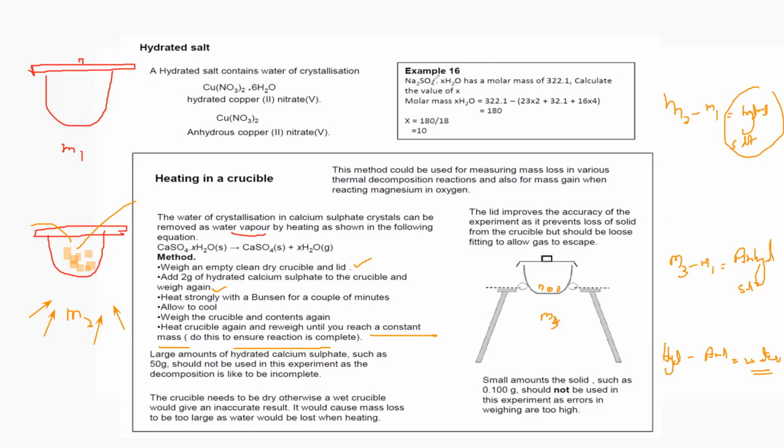For example, sodium sulfate, Na2SO4.XH2O, has a molar mass of 322. Calculate the value of X. So we need the value of X. The total mass of sodium sulfate is 322.1.